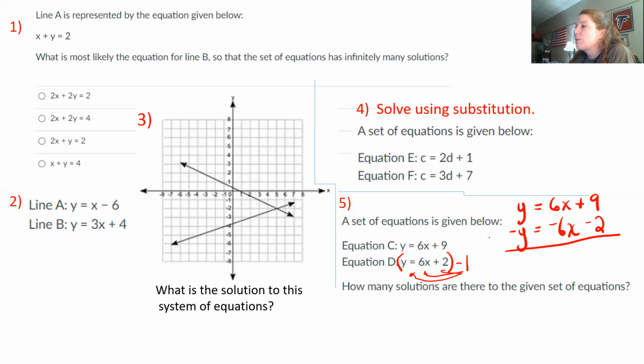Then when I do my big plus symbol, y minus y is 0, equals 6x minus 6x is 0, and 9 minus 2 is 7. So I end up having a statement of 0 equals 7. Is that true? It's not true. So when it says how many solutions are there, the answer is 0. There's no solutions.